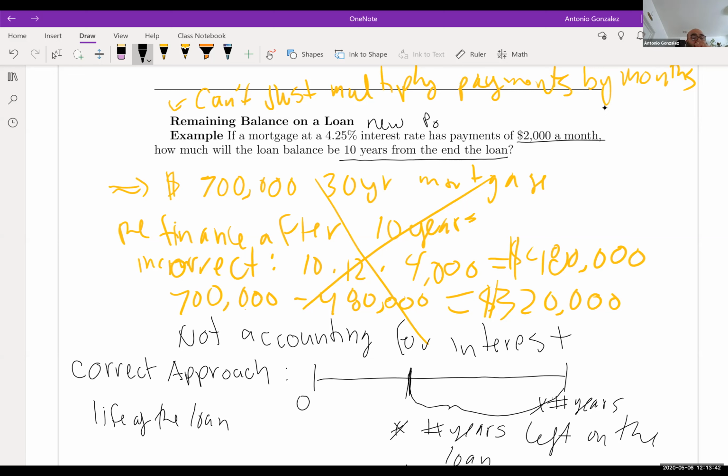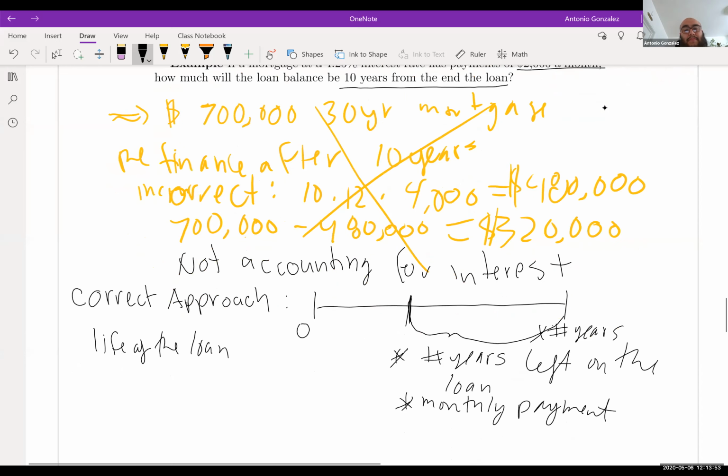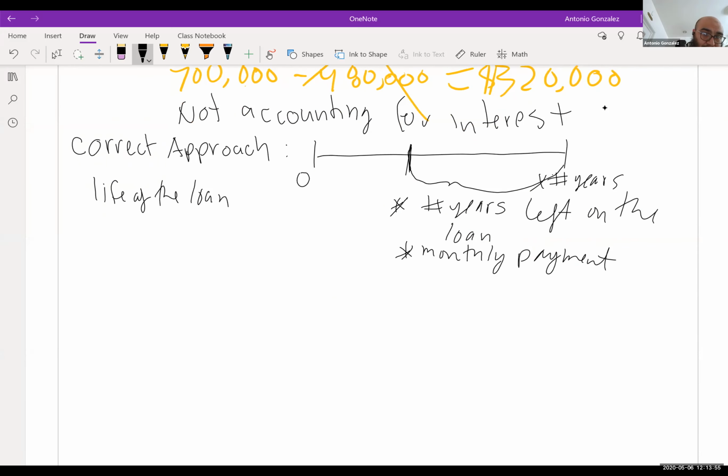All right. So here, as a reminder, our loan formula is P naught.